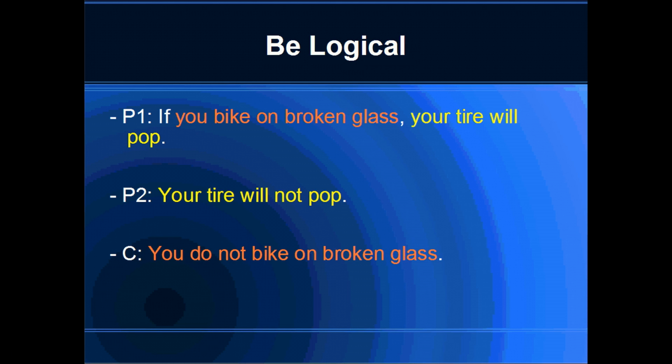For the second type, again, you start with the same premise: if you bike on broken glass, your tire will pop. Now in the second premise, you have a negation of the effect. If biking on broken glass is supposed to necessitate that your tire will pop, then the cause must not have occurred since the effect did not occur. So the conclusion you get is you do not bike on broken glass.